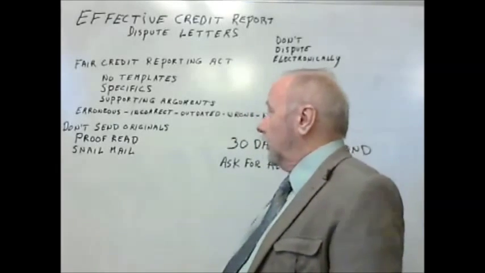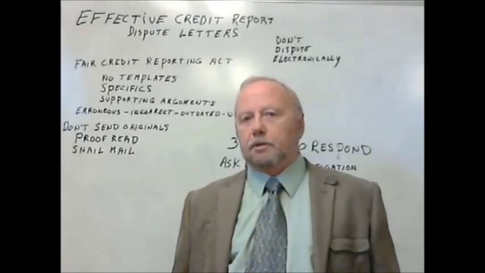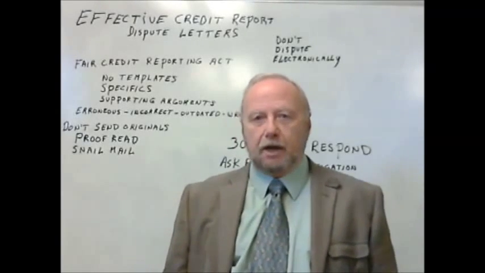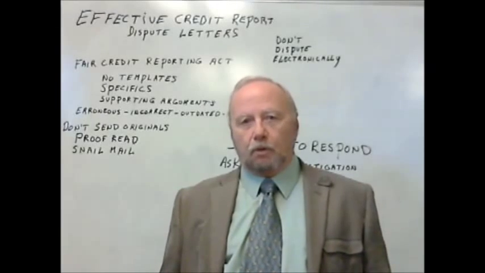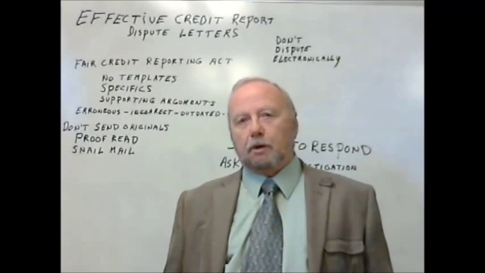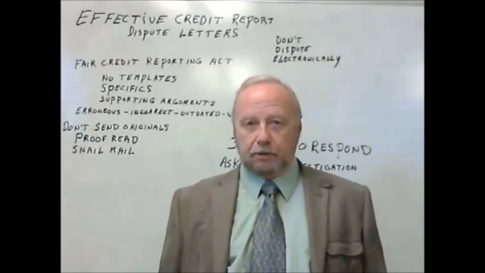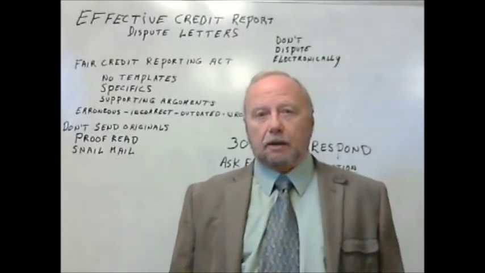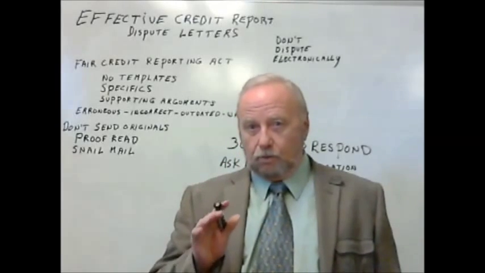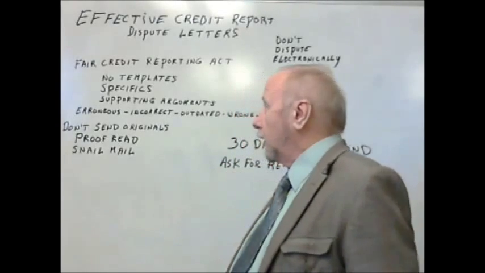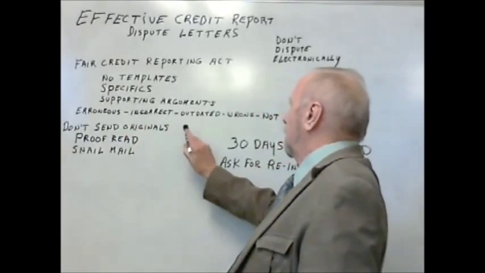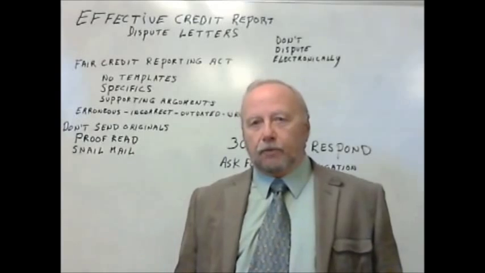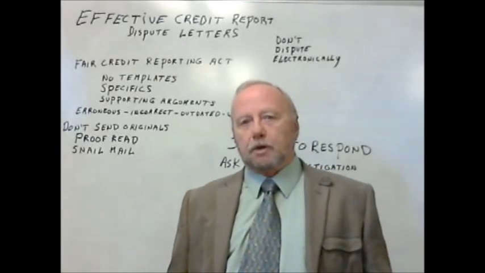Be specific. Make supporting arguments. That isn't me. The amount is wrong. The date is wrong. Whatever you find wrong with it, bring it up and be specific about it. And if they can't prove it, it has to be deleted. It is correct to use words that are very specific, like erroneous, incorrect, outdated, wrong, not me. Just use that. You don't have to go into excessive details, but just state your case.